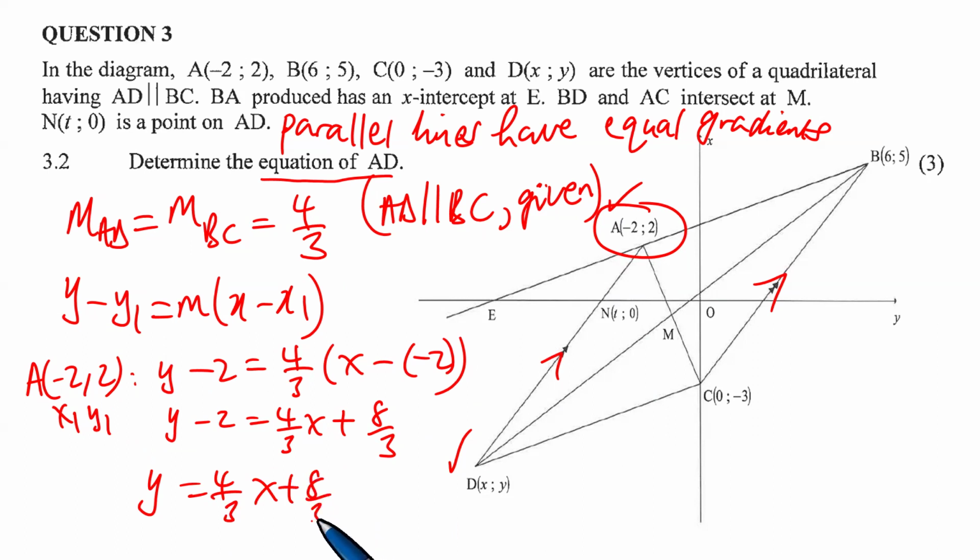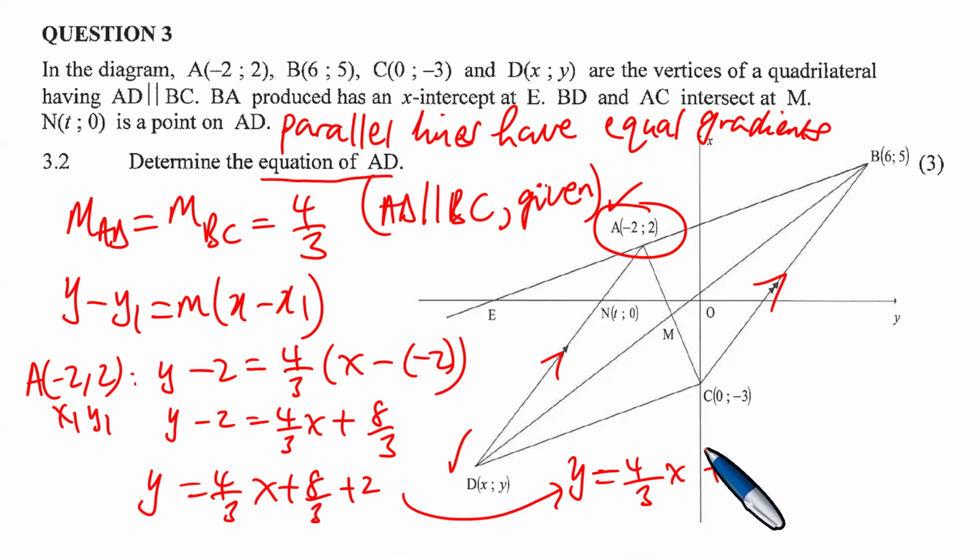So y equals 4/3x plus 8/3 plus 2. What is 8/3 plus 2? You know that one. 14/3. Exactly 14/3. So y equals 4/3x plus 14/3. We just wanted to find the equation of AD.